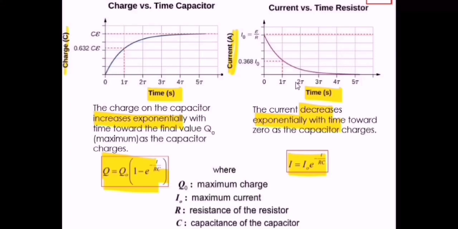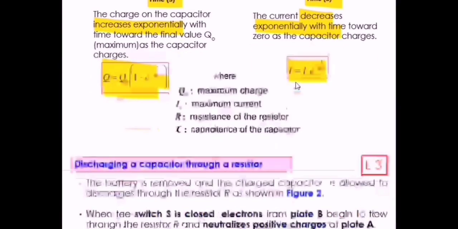Okay, so these are the graphs for the charging capacitor. We have a charge against time graph and a current against time graph. For charge against time, since it's charging, the charge increases. For current against time, the current will decrease until it stops when the capacitor reaches maximum charge, when it's maximally charged. So this is the graph for charging a capacitor.